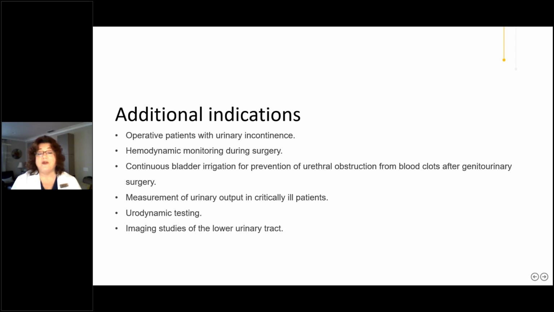And also with critically ill patients, they need to have a measurement of the urinary output. That's very important as well. And then with urodynamic testing, we're going to be putting a catheter in every time. Imaging studying of the lower urinary tract, it's important sometimes to have that catheter in place for that as well.